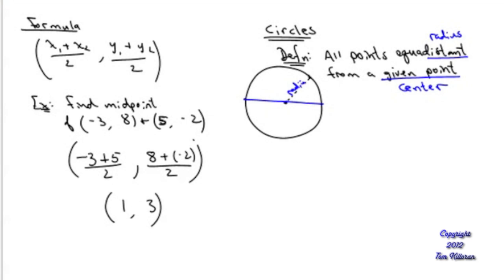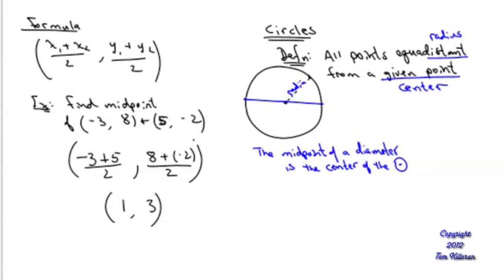That's important, by the way. You might want to write that down. On a diameter, the midpoint of the diameter is the center. The midpoint of the diameter is the center. Repeat it again. The midpoint of a diameter is the center of the circle. That's the notation for circle.